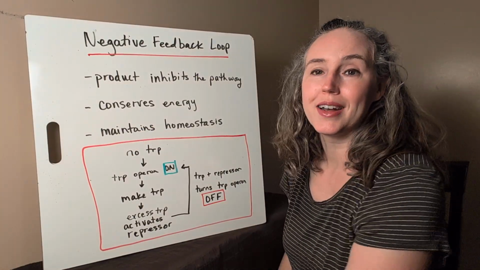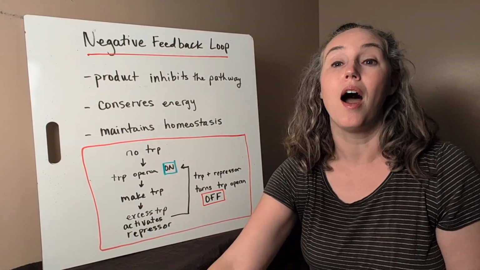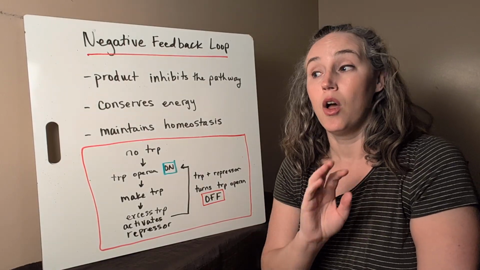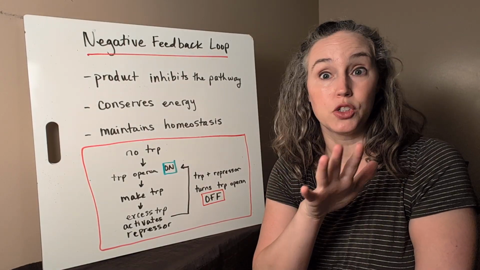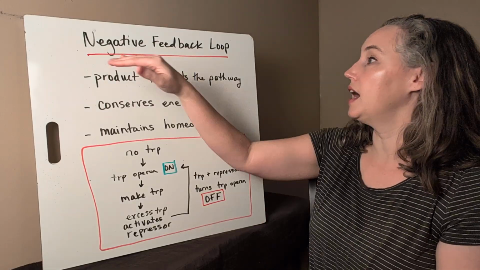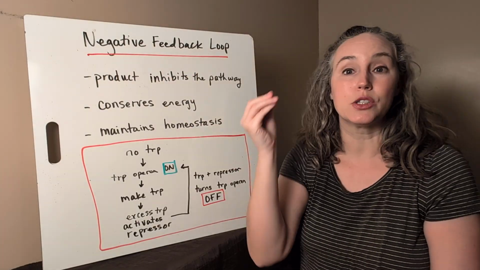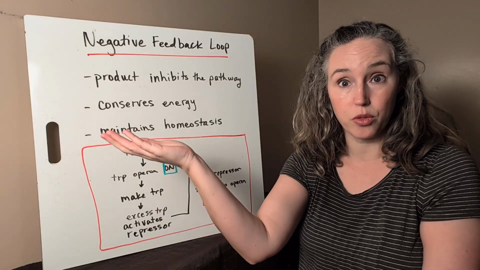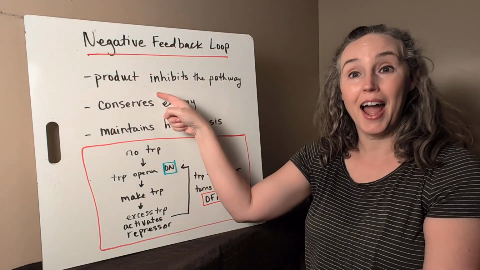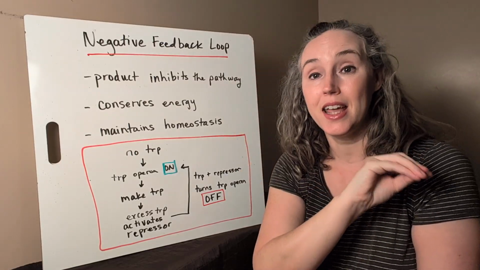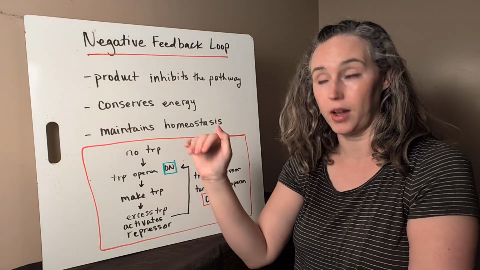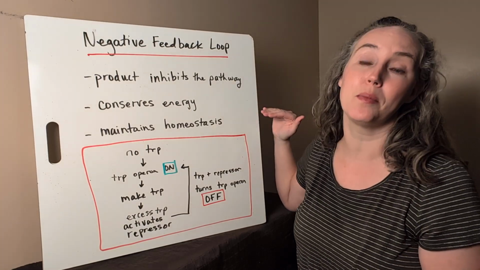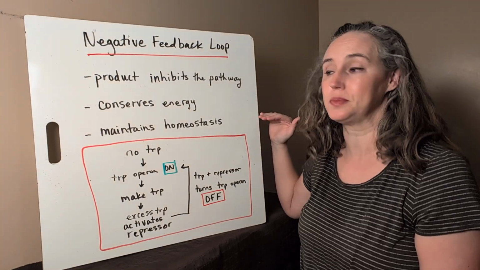The Trp Operon is a classic example of a negative feedback mechanism. This is a huge thing for cell communication in general. So a negative feedback loop is one in which the product of the pathway will actually go back and inhibit the pathway. This exists to conserve energy and maintain homeostasis in the system.